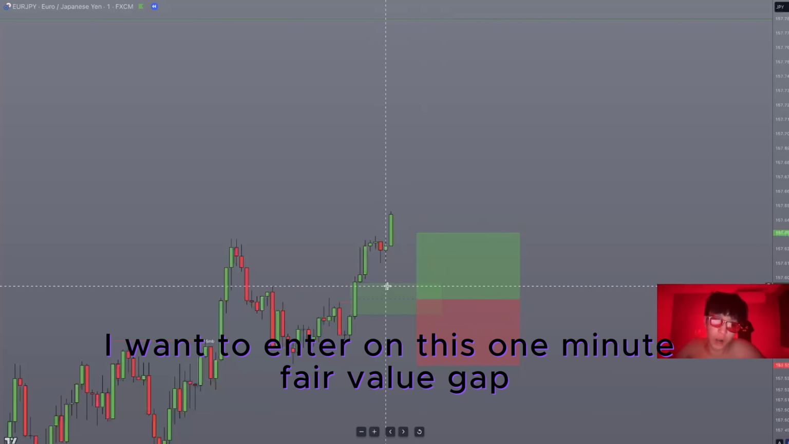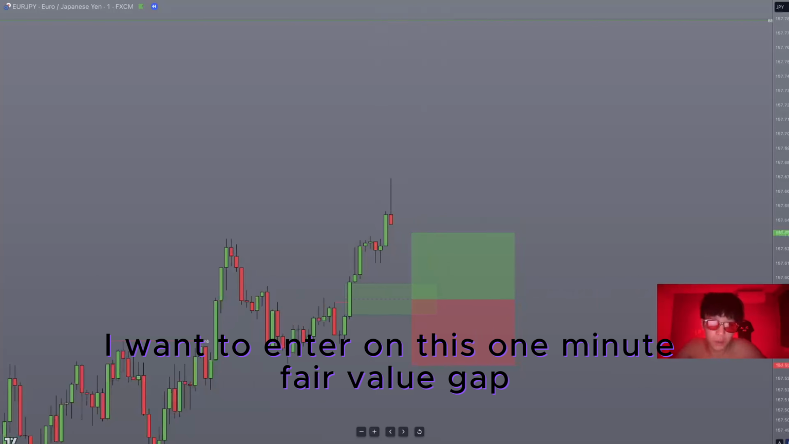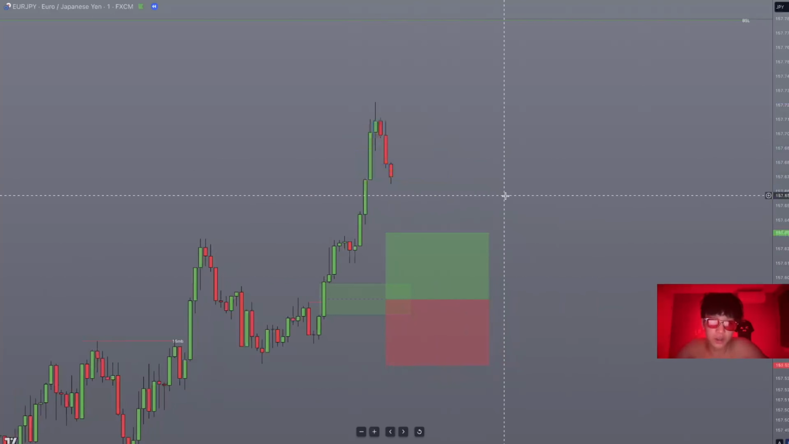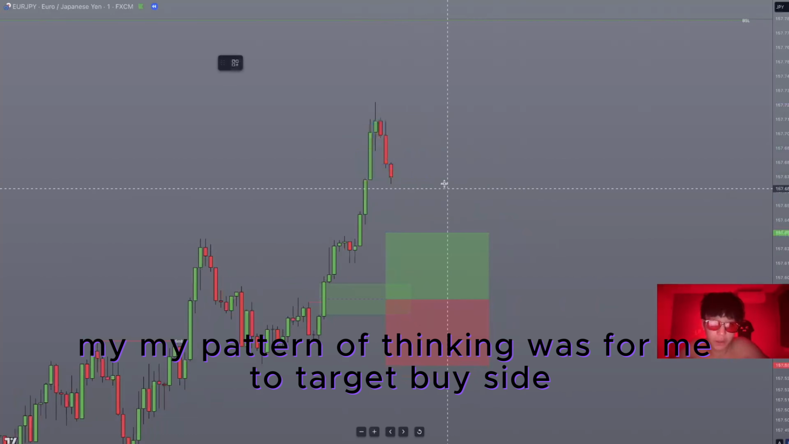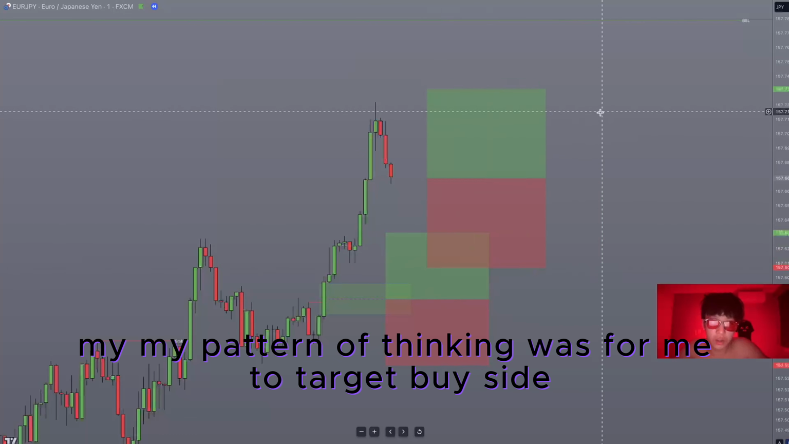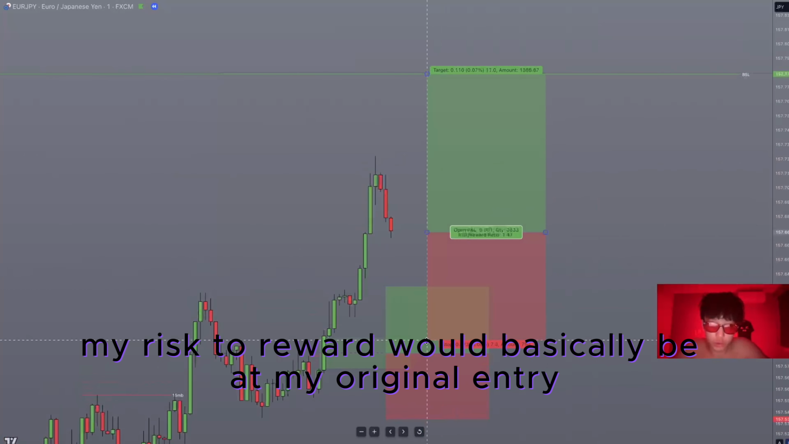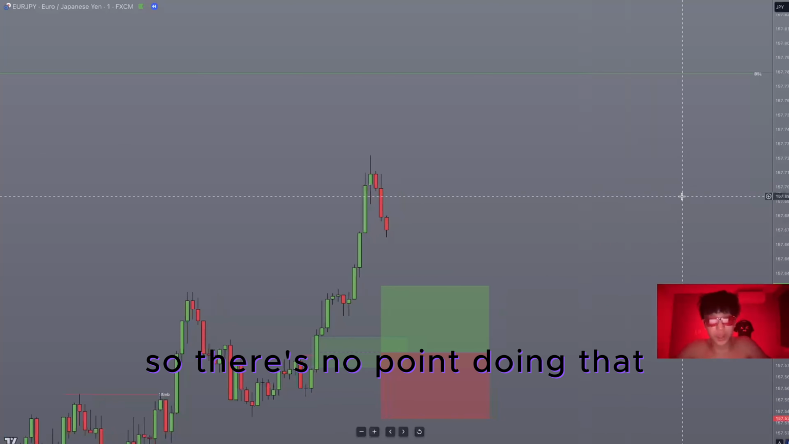So yeah, I'm like, cool, I want to enter on this 1 minute fair value gap. What does price do? It just rallies. Now I could have entered here, but if I entered here, my pattern of thinking was for me to target buy side and to have a good risk to reward. My risk to reward would basically be at my original entry, so there's no point doing that.